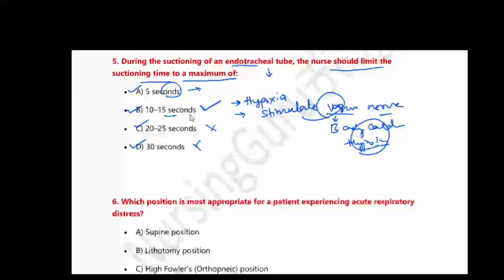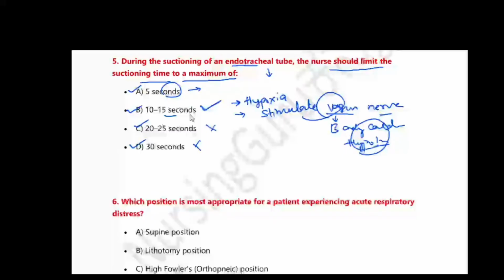Next MCQ is, which position is most appropriate? This is again a keyword for the MCQ. Which position is most appropriate for a patient experiencing acute respiratory distress? That means, which position is suitable for the patient who is experiencing respiratory distress? Here they have given supine position, lithotomy position, high Fowler's position, Trendelenburg position.